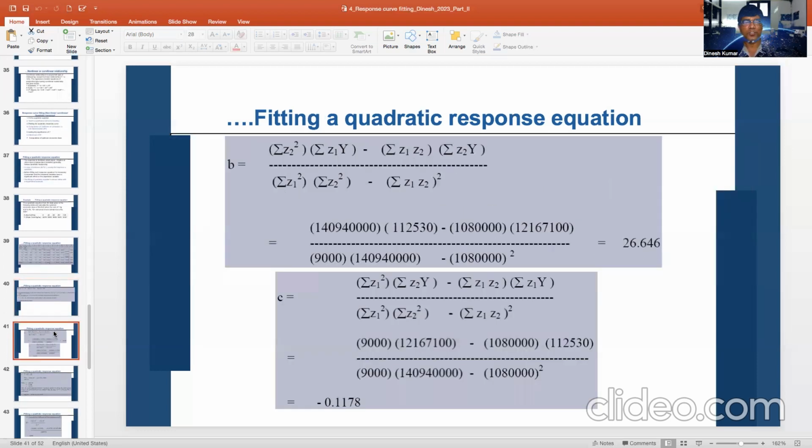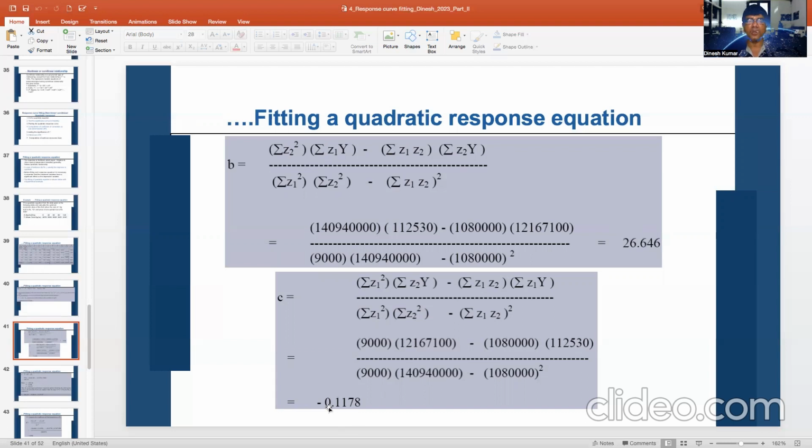Now it is quite a complicated formula. You can see the regression coefficient b here is equal to summation Z2 square, summation Z1Y, minus this, and these all have been calculated on the last slide, if you remember, and you can put the values of respective sum of squares here. You see, and you get the value of b as 26.646. This is the value of b. Now, the value of c also: summation Z1 square, summation Z2Y, minus so, and you get the value of c also. By chance, the value of c comes out negative.